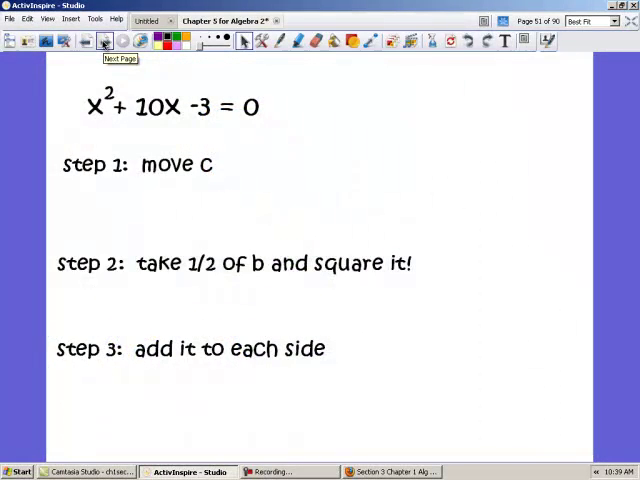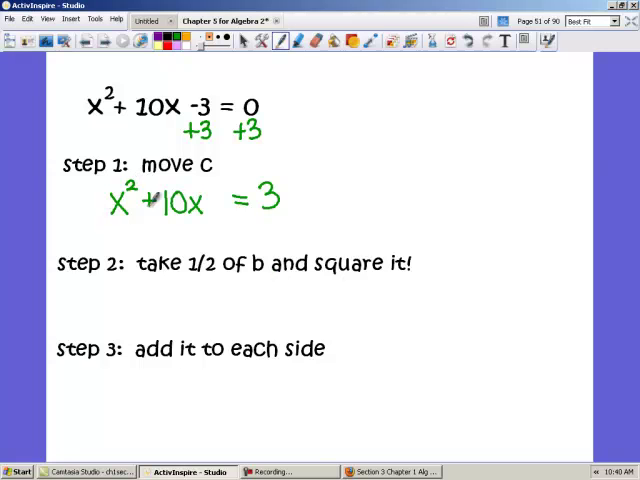When we complete the square, we are going to have the form ax squared plus bx plus c equals 0. And our first step is to move your c. This is your c. So we're going to add 3 on both sides. So then we are left with x squared plus 10x equals 3.